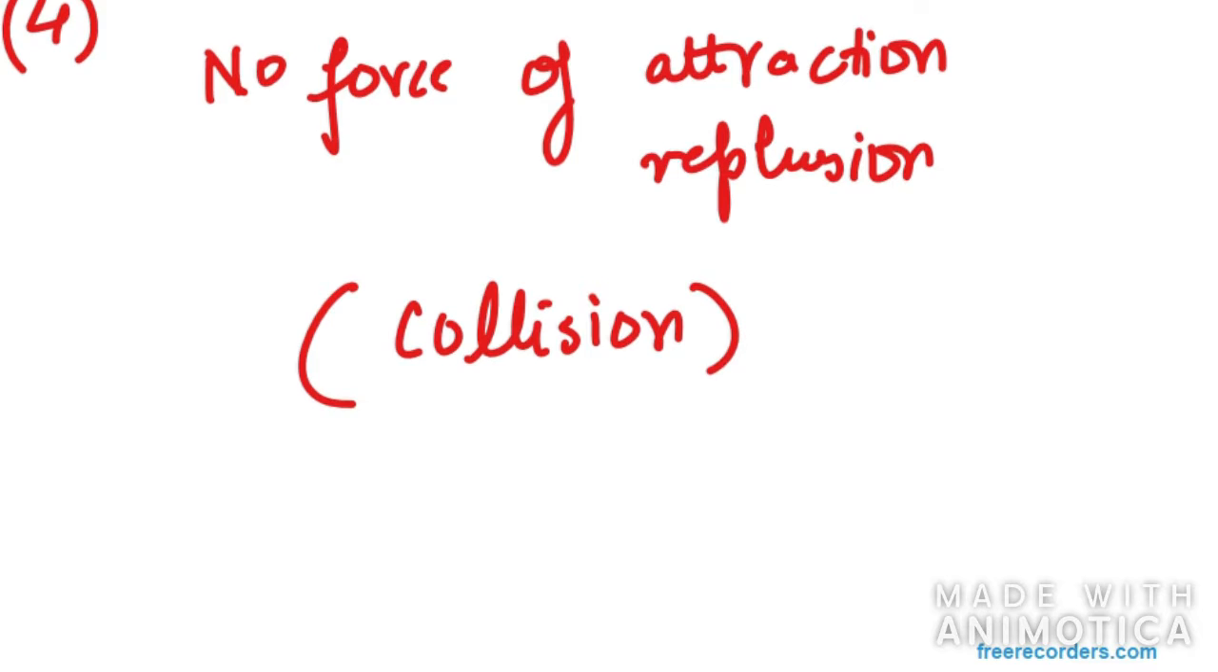Let's move on to the fifth part. The fifth part says the collisions of molecules among themselves and with the walls of the vessel are perfectly elastic. As we learned in the fourth one, there are collisions. So the fifth one says that they are perfectly elastic.